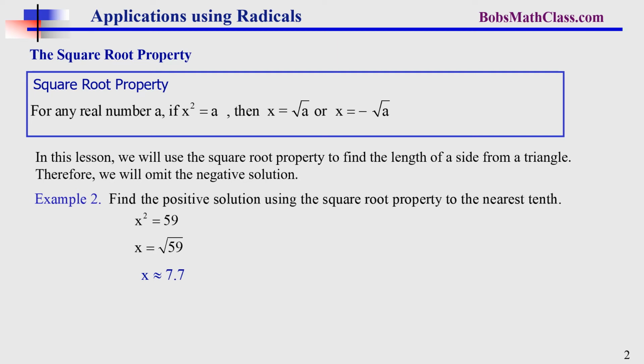Okay, so that's a square root property. We get rid of the square on the left-hand side, and we put the square root on the right-hand side.